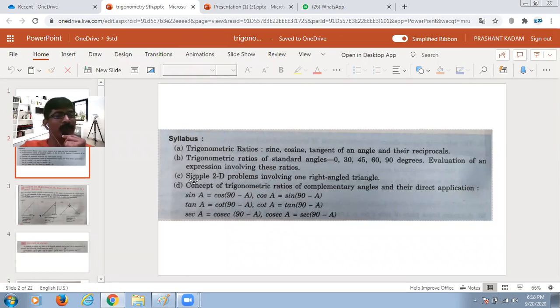Then in the third chapter we will learn 2D problems, how to solve them using trigonometry, how to find the height or how to find the distances, 2D problems involving one right angle triangle. And in the fourth chapter, we're going to learn something called ratios of complementary angles. So this is how this entire 9th standard trigonometry syllabus has been distributed in 4 chapters. We're going to learn one by one slowly. So today our focus would be only on topic A.